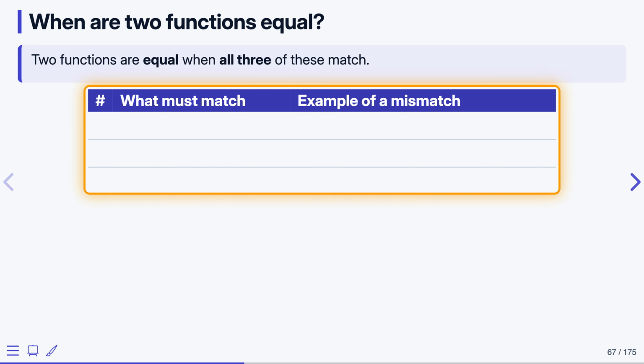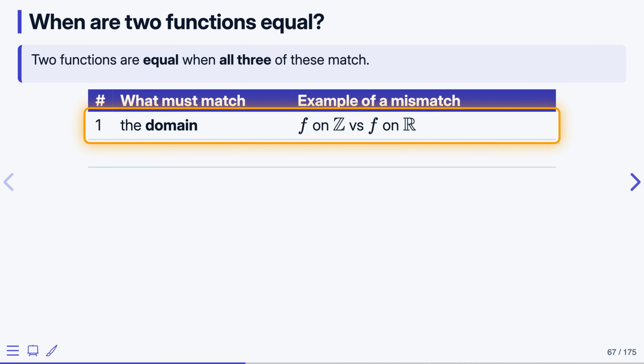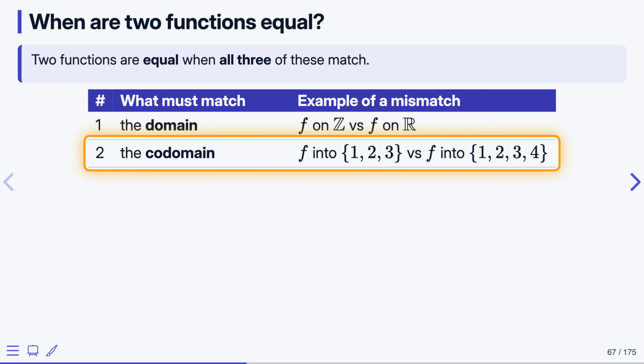When are two functions equal? Not just when their formulas look alike. Three things must match. 1. The domain. The same rule on the integers and on the real numbers gives two different functions because their inputs differ. 2. The codomain. The same arrows but aimed at a larger target set is also a different function.